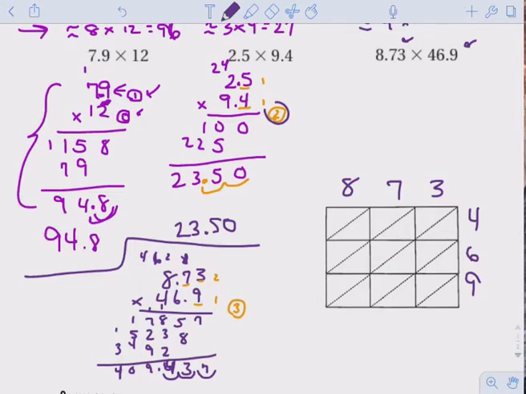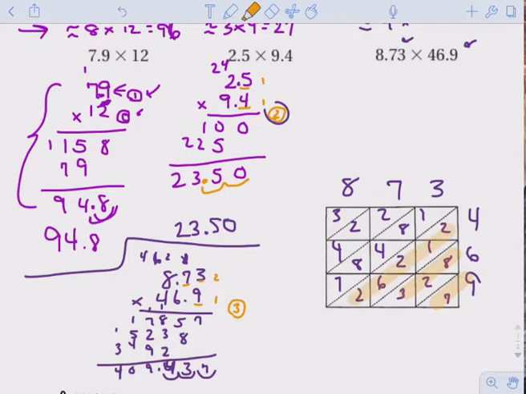4 times 3 is 12. 4 times 7 is 28. 4 times 8 is 32. 3 times 6 is 18. 7 times 6 is 42. 8 times 6 is 48. And then 9 times 3 is 27. 9 times 7 is 63. 9 times 8 is 72. And remember, we add them up on the diagonals.